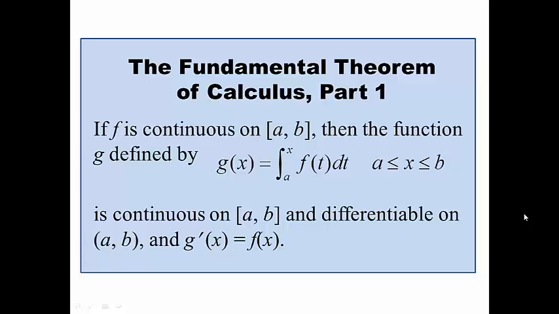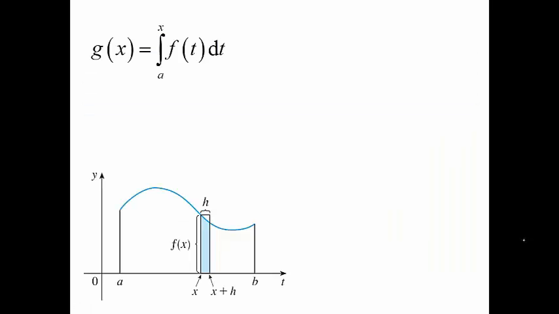equals f of x. So we've got the assumption of continuous on the closed interval, and that this g of x is defined as so, and then we need to show that it's continuous and that g prime of x equals f of x. So let's start by looking at this picture that we had before. We're looking from a to b, and we're looking at an area x, x plus h.